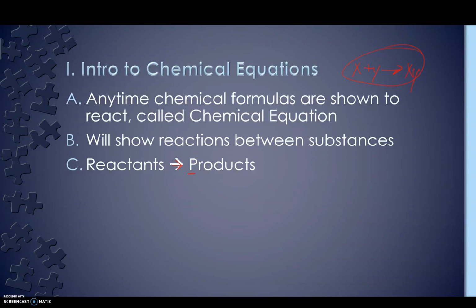So the reactants are kind of like your ingredients. If you're trying to make a cake, your reactants would be things like your flour, your eggs, your sugar. The product is going to be the final outcome. It's going to be the actual cake, the cake with the frosting. So the reactants are what goes into it. The products are what comes out.